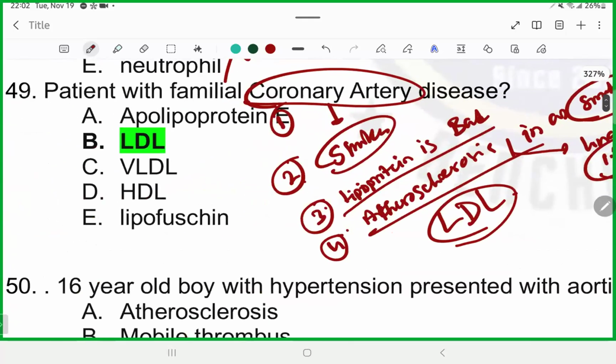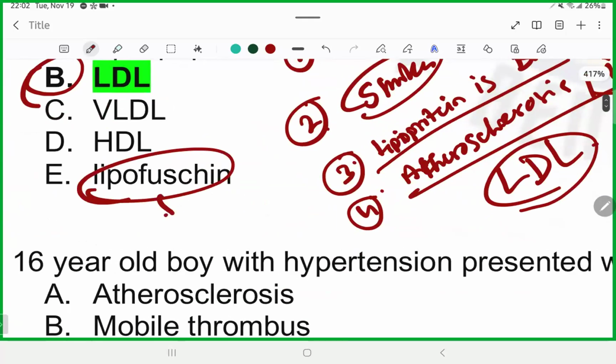Low density lipoprotein, guys, don't get worried about it. It happens in Parkinson's. So this is the medicine related thing, and that will never be an answer.